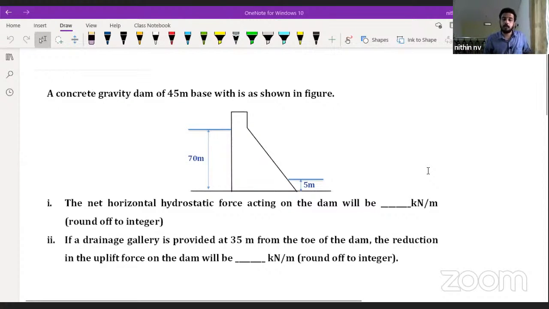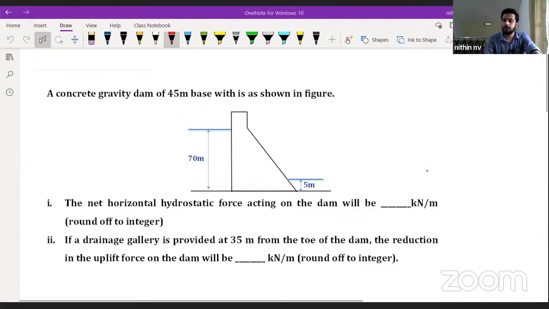The net horizontal hydrostatic force. They are asking, what is the meaning of hydrostatic force? Nothing but the force due to the water pressure. It is storing some water on the upstream side. Sometimes they will give water on the downstream side also. Upstream side we have 70 meters of water, downstream side we have 5 meters of water. So the force due to this stored water is known as hydrostatic force.